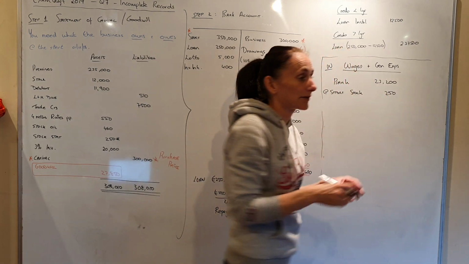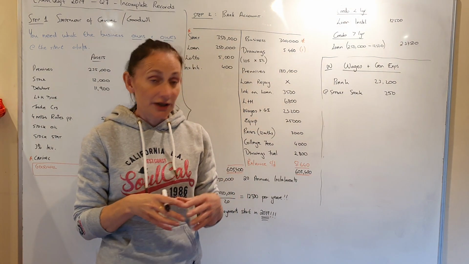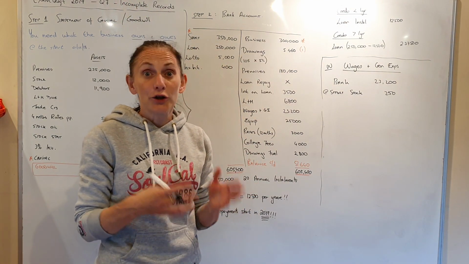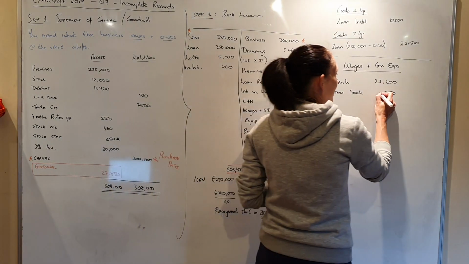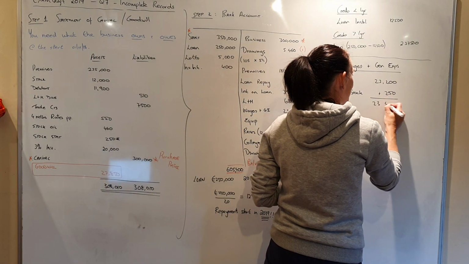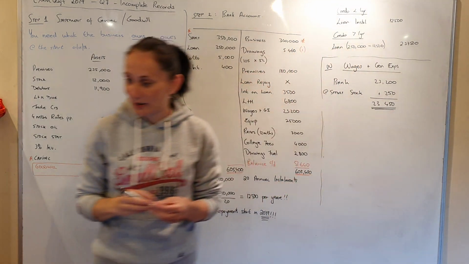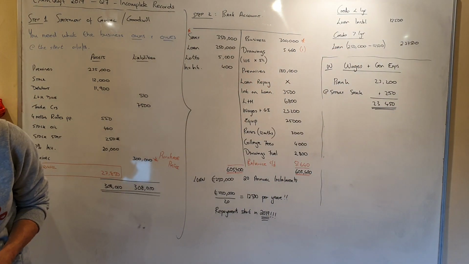So you have to ask yourselves, was that stock used in the year 2018 or not? It was there, opening stock at the start of the year. You did use it this year, so you're going to add it in. So that's 23,450 is the amount for your wages and general expenses. Okay, let's have a look at what else we're going to do.